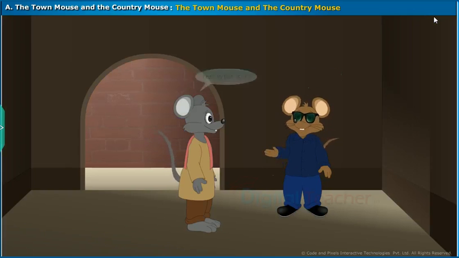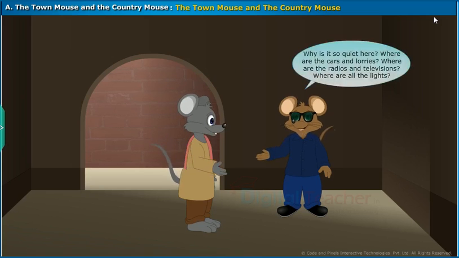"Cousin?" "Yes, what is it?" "Why is it so quiet here? Where are the cars and lorries? Where are the radios and televisions? Where are all the lights?"